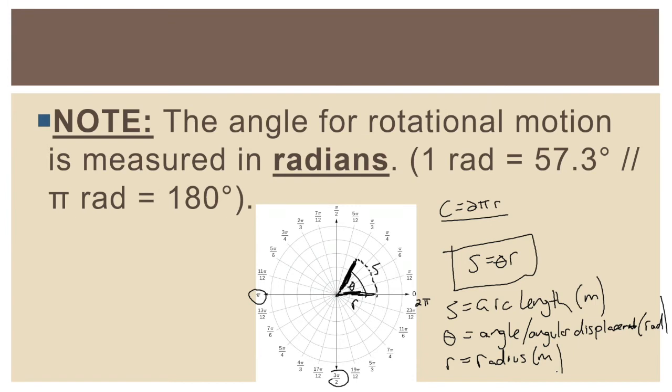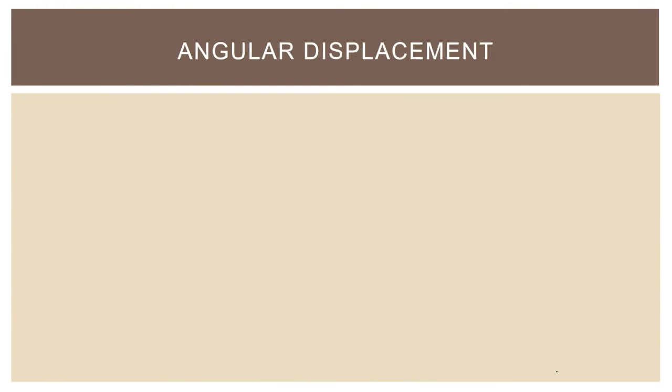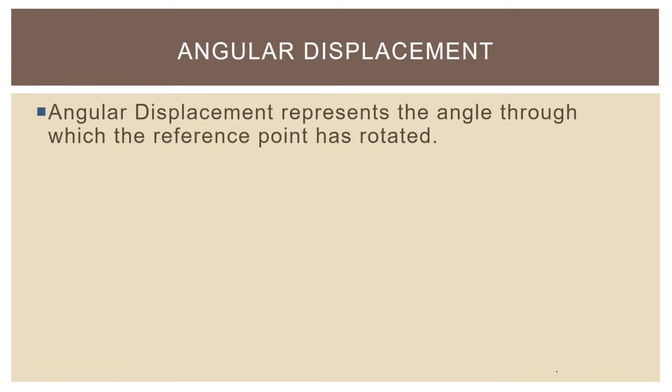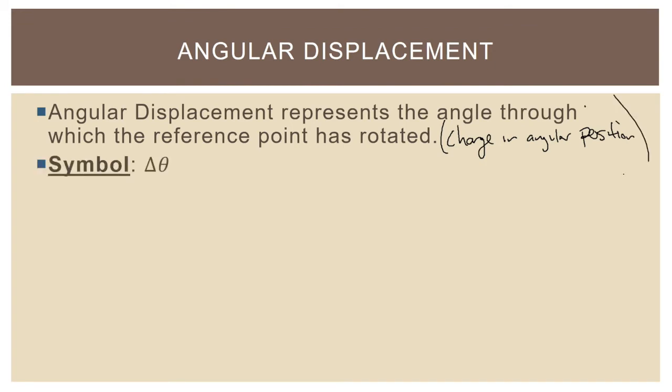Okay, so that brings us to our basic definition of angular displacement. You can write this under the heading angular displacement. Angular displacement represents the angle through which a reference point has rotated. I'm going to write in parentheses, just to bring it back to things we've already said about displacement, it's the change in angular position. And so in a totally unsurprising fashion, the symbol for the change in angular position is going to be delta theta. It's actually 2 Greek letters.